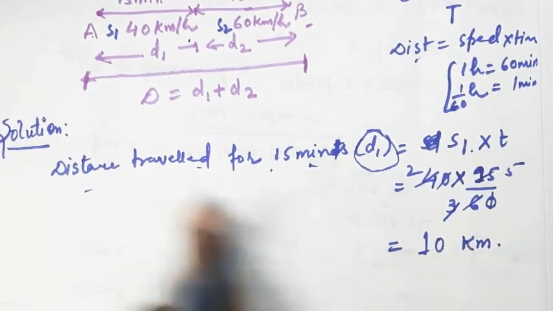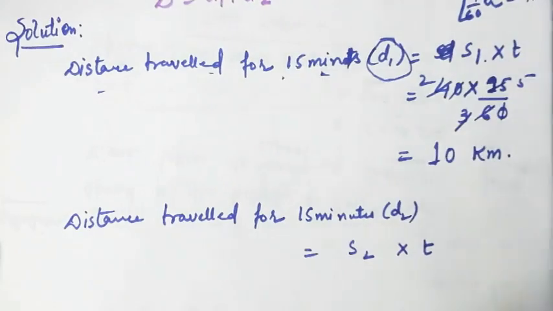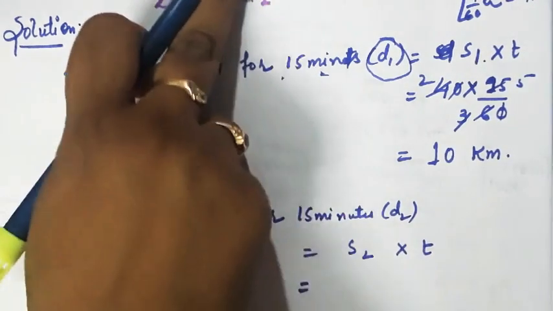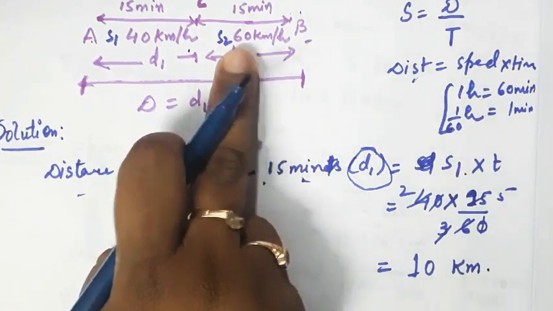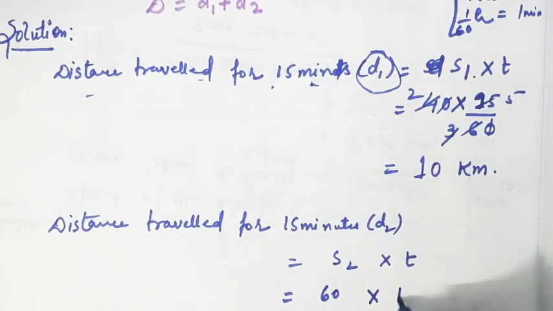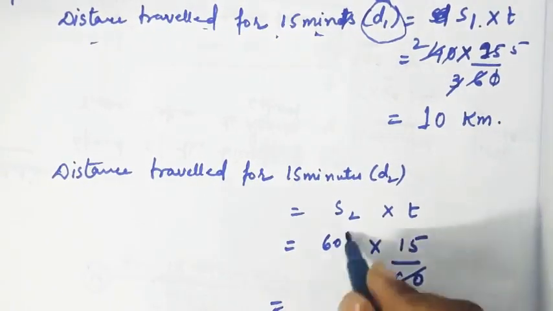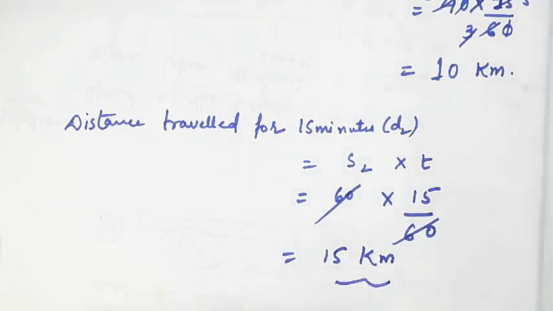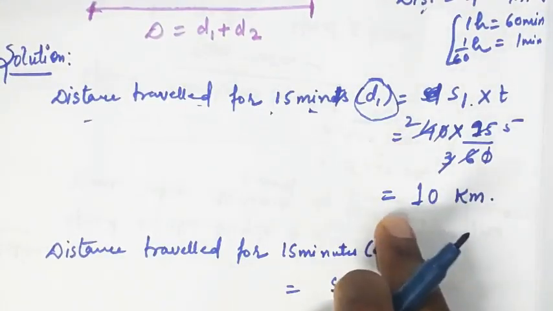Similarly, I will find the distance traveled in the next 15 minutes, that is D2. So distance traveled is S2 into T. S2 means the speed of the next 15 minutes, that is 60 km per hour. You can write here 60 and time is 15, which I need to convert into hours, so 15 by 60 I have written here. 60 and 60 cancel out. I was able to get 15 kilometer. So 15 kilometer is the distance D2, and before we got D1, that is 10.